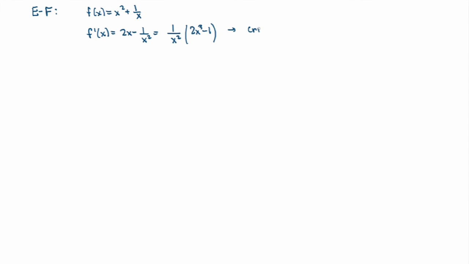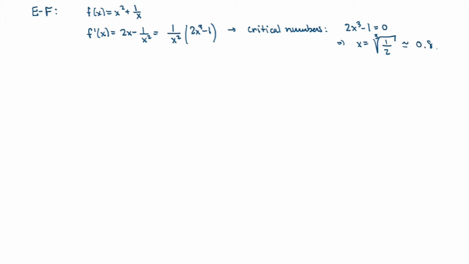Now, what are the critical points? Well, first, critical numbers. x equals 0 is not a critical number because it's not part of the domain of the function. But there is a critical number, which is at the 0 of f prime. So this will be where 2x cubed minus 1 is equal to 0, which will be at x equal to the cube root of 1 over 2, which is something like 0.8, I think.